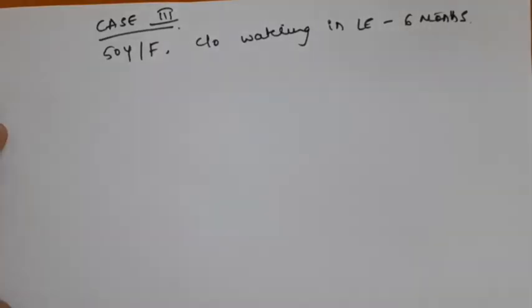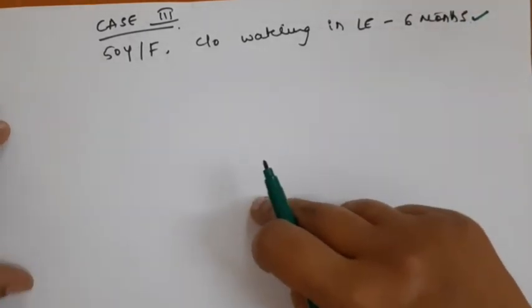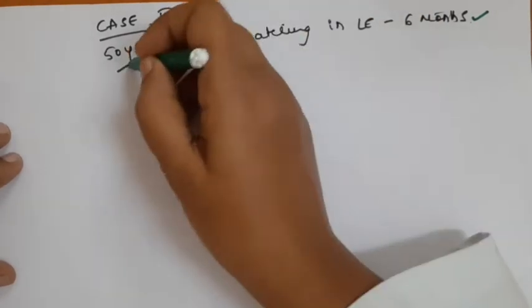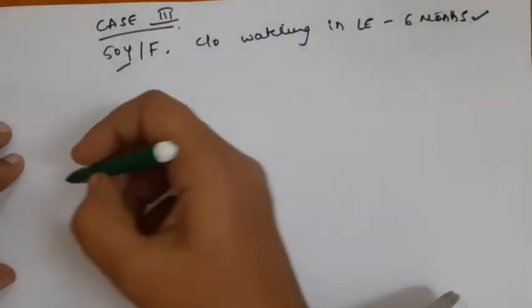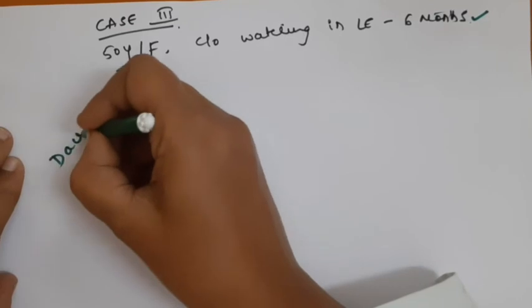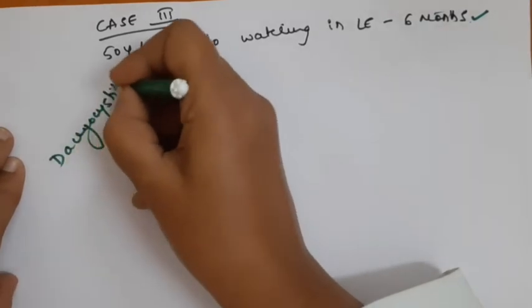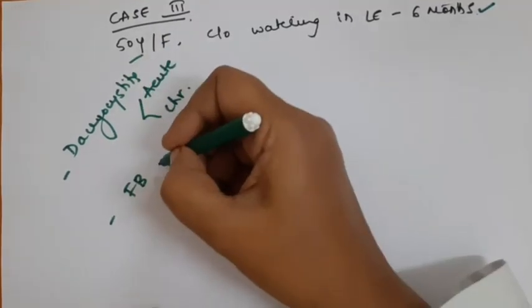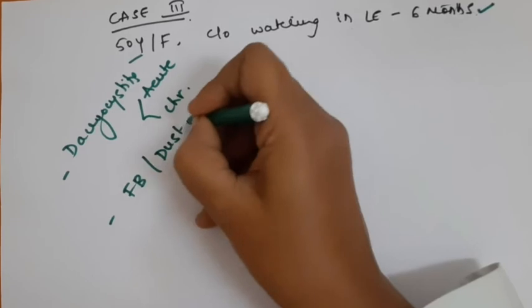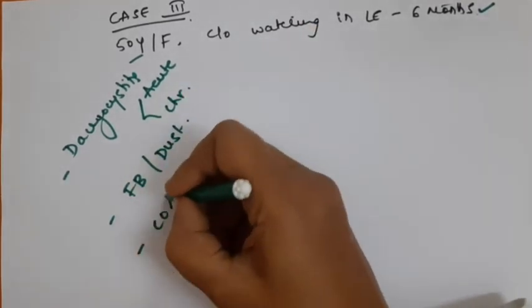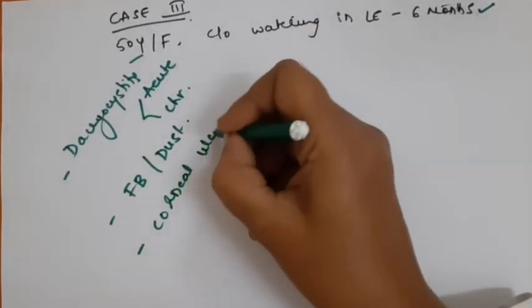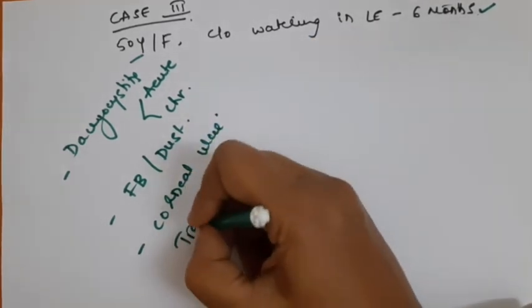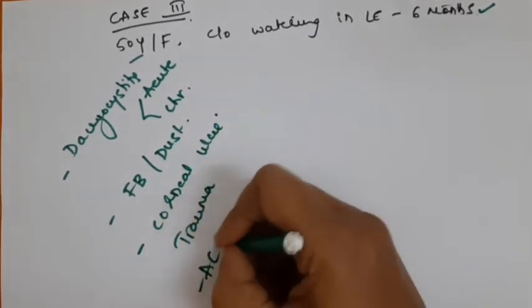So coming to the third case scenario where the patient complains of watering in the left eye since 6 months. So what can be the list of possible diagnosis if the patient is having watering? Consider the age, again 50 years, female patient coming with the watering. The first differential diagnosis will be the dacryocystitis, which can be either acute or chronic, both. Then there can be foreign body or dust in the eye, which can also lead to reflex watering, and the causes for other reflex watering like corneal ulcer or following trauma or even acute congestive glaucoma.